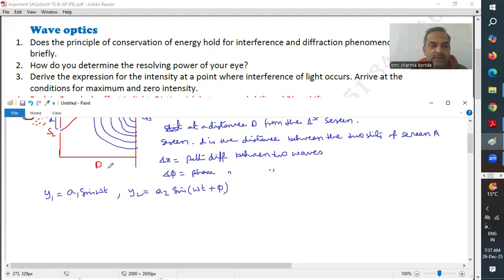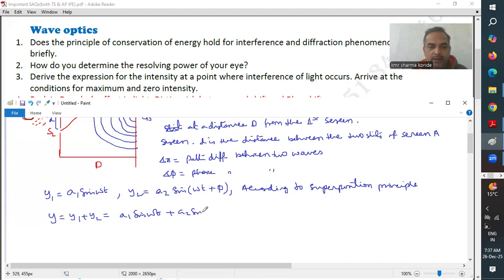So interference is mainly because of superposition of the two waves on the screen. So according to the superposition principle, net displacement or resultant displacement y is equal to y1 plus y2. This can be written as A1 sine omega t plus A2 sine of omega t plus phi. Now, you split this one. So we can make A1 equal to A2.